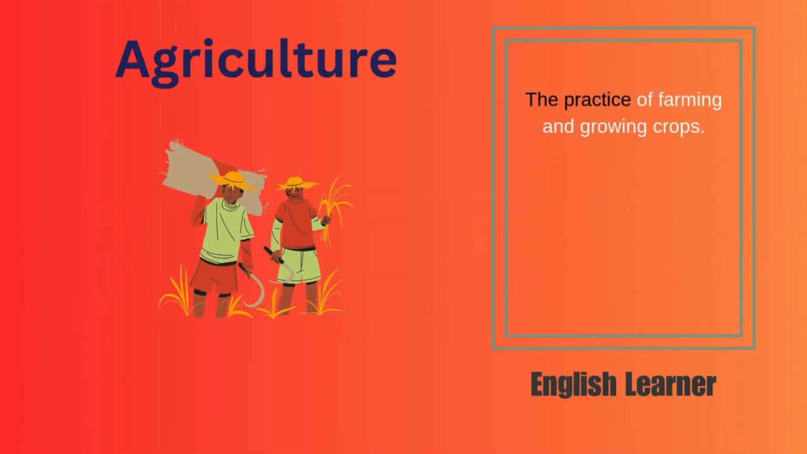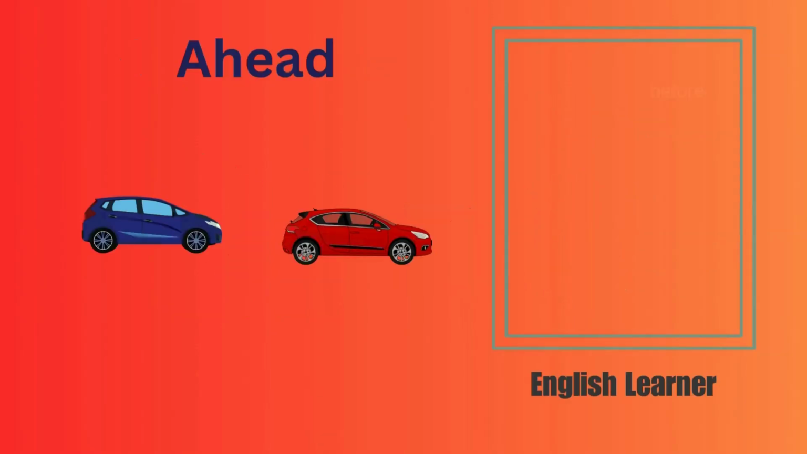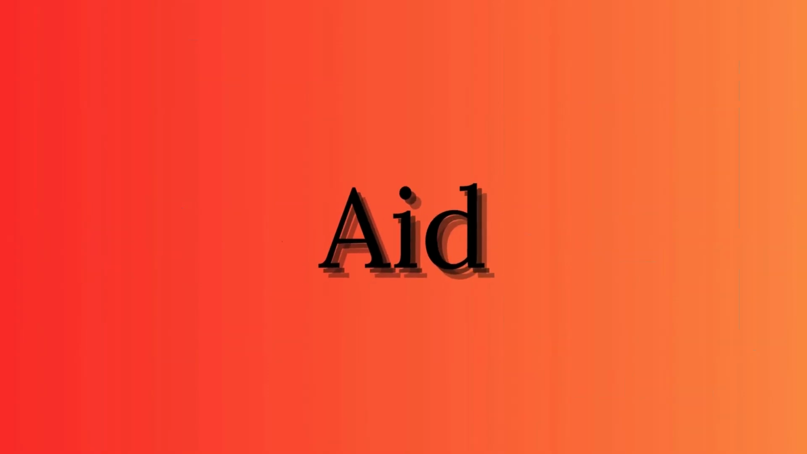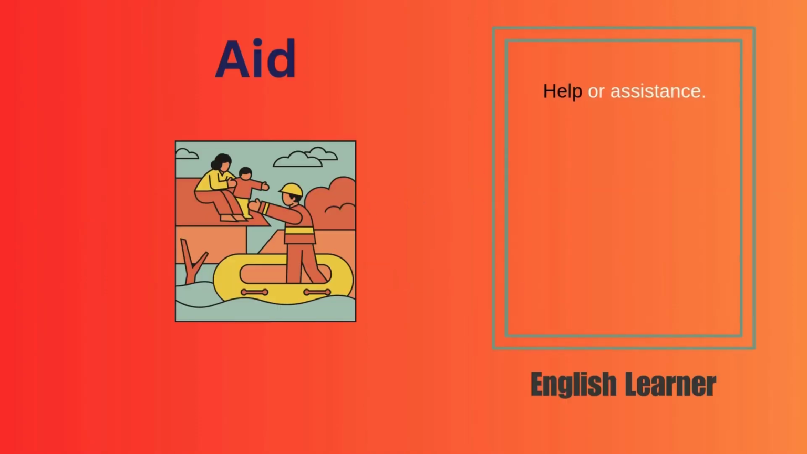Agriculture. The practice of farming and growing crops. Example. Agriculture is important for providing food to people all over the world. Ahead. In front or before something else. Example. The car in front of us is ahead in the race. Aid. Help or assistance.